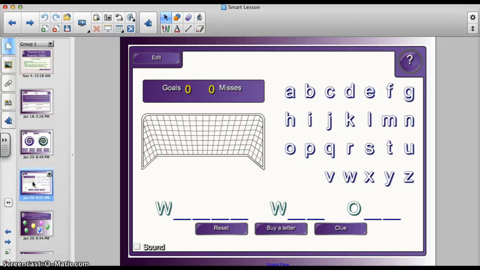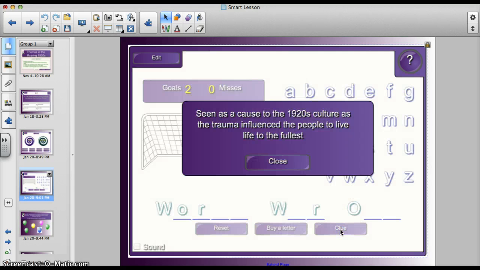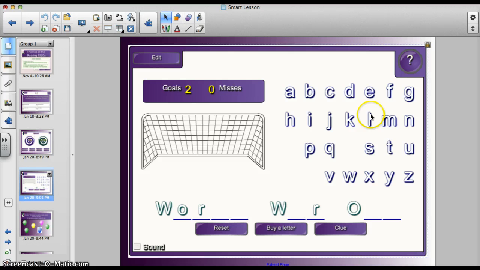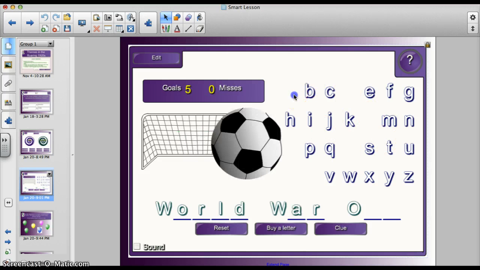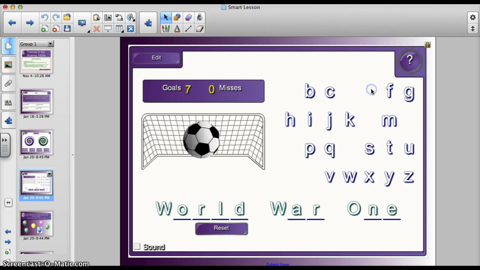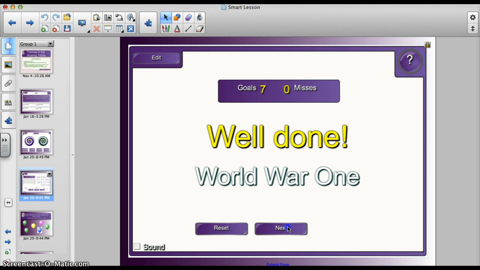The next one, I have kind of like a word guess, kind of hangman-y idea. So here they can see there's a phrase, and they would need to come up and pick the letters that go into it. So this one's World War I. But if they need some help, they can look at the clue, and you can see seen as a cause to the 1920s culture as a trauma influenced the people to live life to the fullest. So hopefully that would get them to see that it's World War I. And then they got that, and then they can just go to the next one.